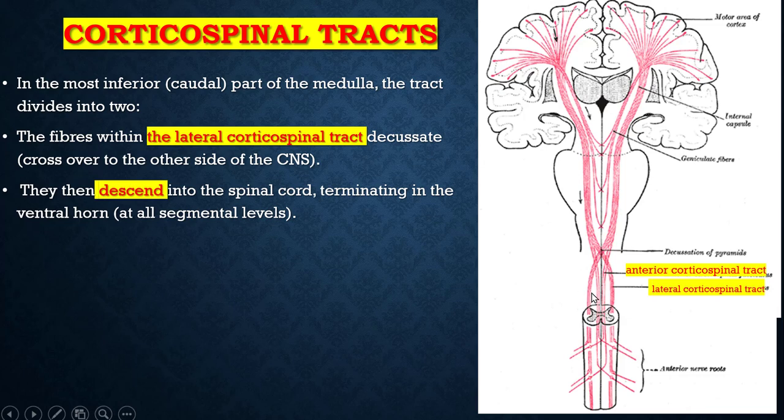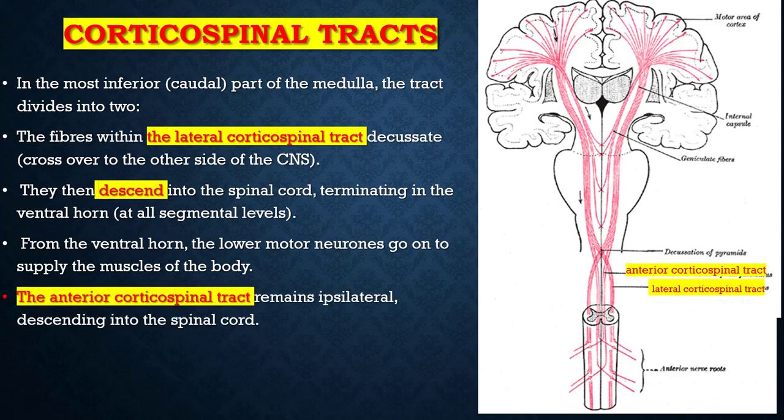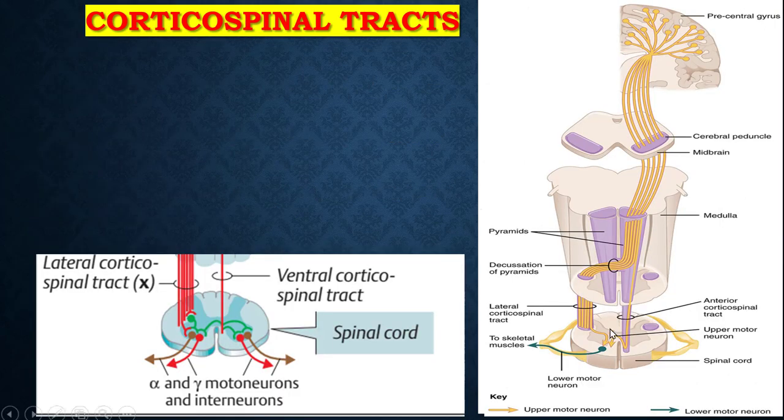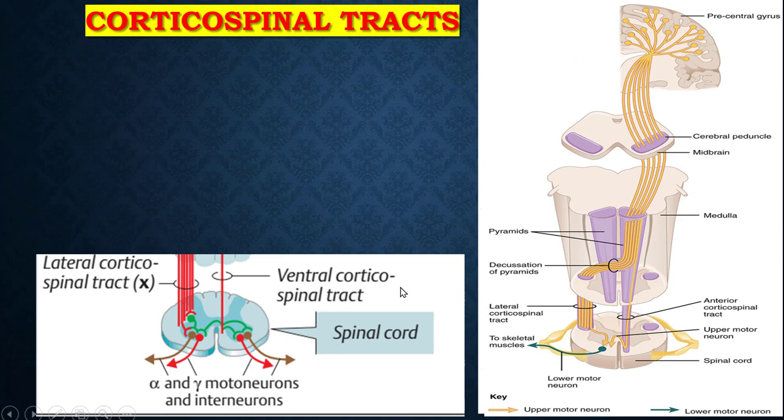They then descend into the spinal cord, terminating in the ventral horn at all segmental levels. Here decussation occurs. After decussation, when they emerge from the lower part of the medulla oblongata, they descend through the spinal cord and make synapses at all segmental levels. From the ventral horn, the lower motor neurons go on to supply the muscles of the body.